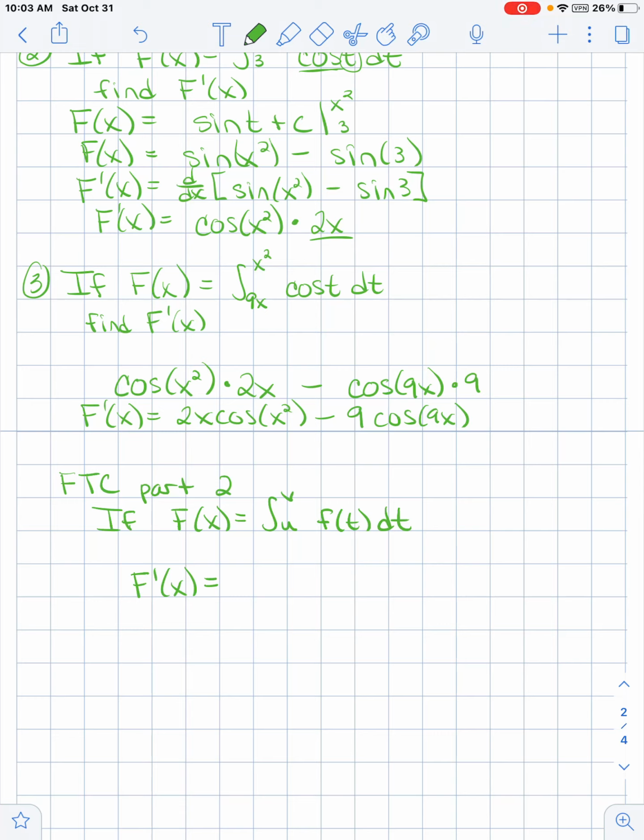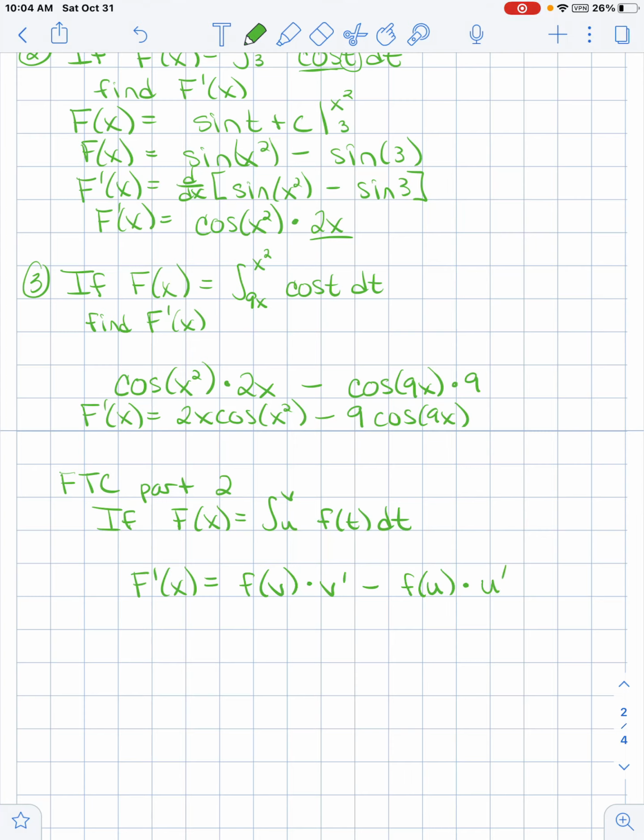All right, generalizing this then, we know that we would have to plug v into the original function, f of v. And because we found the derivative, we'll need to use the chain rule. So this will be f of v times v prime. And then if we plug u into the function, that's f of u, multiplied by the derivative of the inner function, chain rule, u prime. So that is the full second part of the fundamental theorem of calculus. No matter what function we have on the top or the bottom, this will always be true.